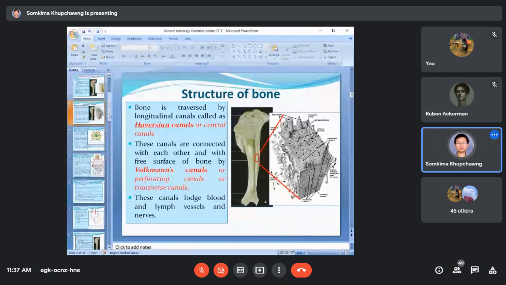Observing the section, the tissue is arranged circularly around the canal, known as the concentric lamellae. The canal is surrounded by circularly arranged lamellae. These concentric lamellae range from 4 to 20 in number.